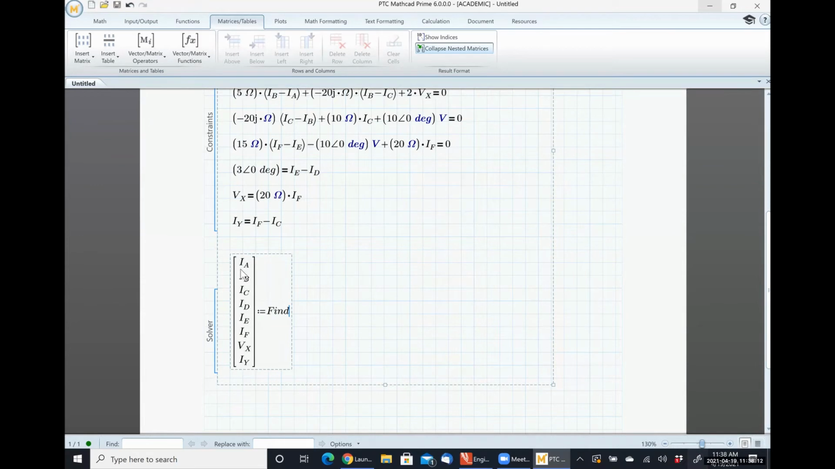Then I just do find, and then now I have to put them in the exact same order horizontally that they are oriented in vertically. So this would be IA, comma, IB, comma, IC, ID, IE, IF, VX, IY, and I hit equals. It tells me these units are not compatible. So where did I mess up?